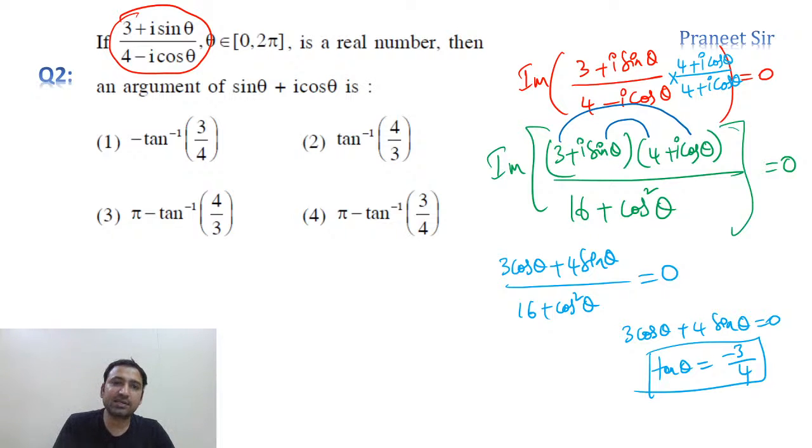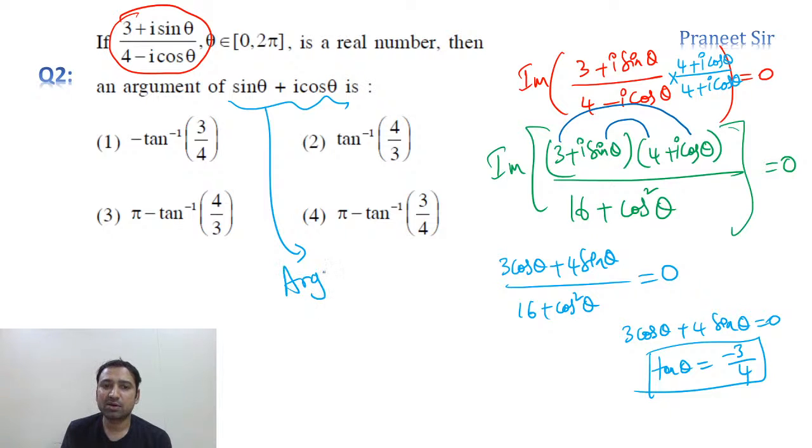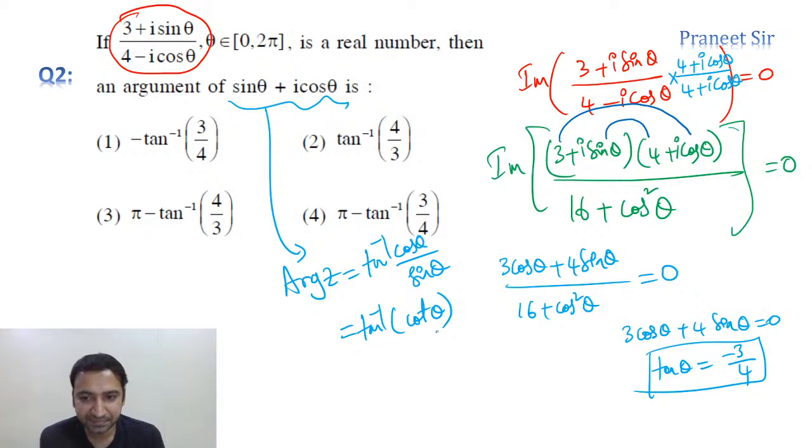Okay. So what is the argument, guys? What is the argument of a given complex number? Argument of this given complex number is equal to tan inverse of y by x. That means cos theta by sin theta. Understood, guys? So we need to calculate tan inverse of cot theta. That's what we need to calculate.